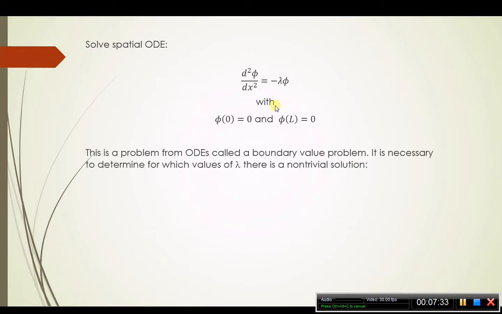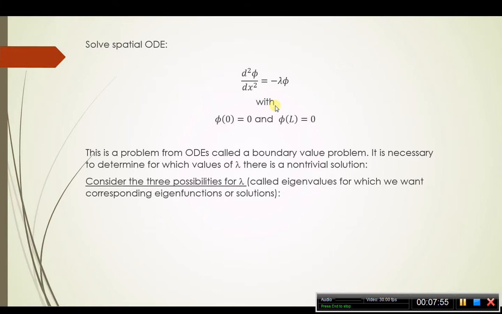Okay, solving a spatial ODE is slightly more involved. So this spatial ODE, remember, is the second derivative of phi with respect to x is equal to minus lambda phi. And we also had our boundary conditions, phi of 0 is equal to 0 and phi of L is equal to 0. So this is called a boundary value problem. If you remember this from ODEs, there are some values of lambda for which there's a non-trivial solution. By trivial solution, I basically mean phi equal to 0. So there are only certain values of lambda for which you don't just get the trivial solution.